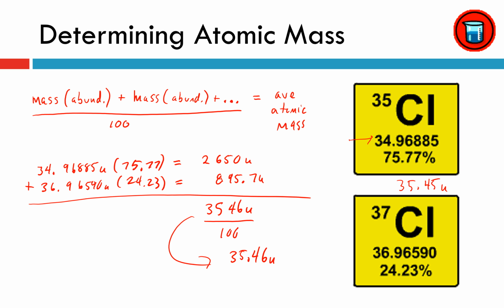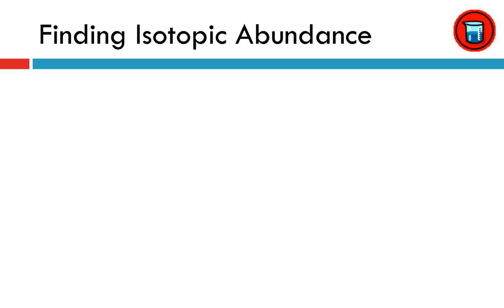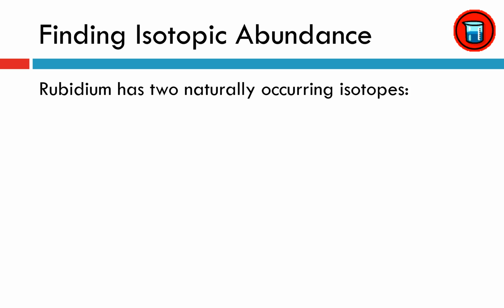So that's really the big take-home lesson from today. You've got to be able to take mass and relative abundance or isotopic abundance information and figure out the average atomic mass of an element. We can make things a little bit more challenging, and this is really above and beyond the scope of an introductory level chemistry course. So I can tell you that rubidium has 2 naturally occurring isotopes.